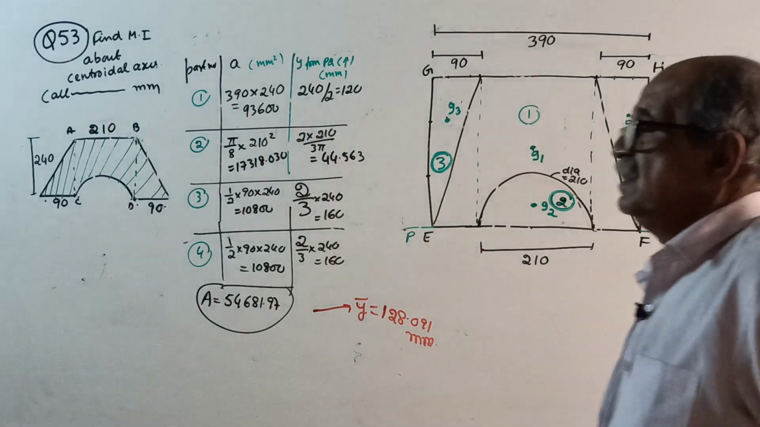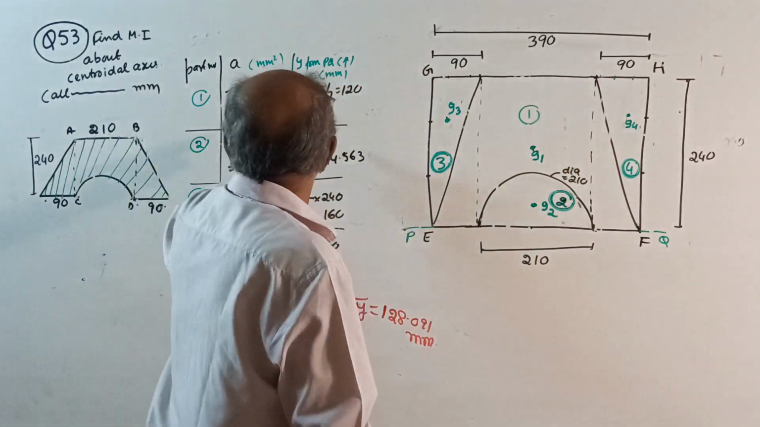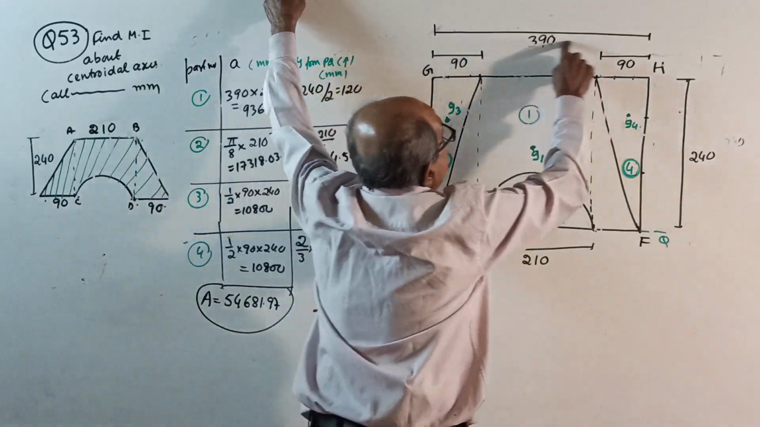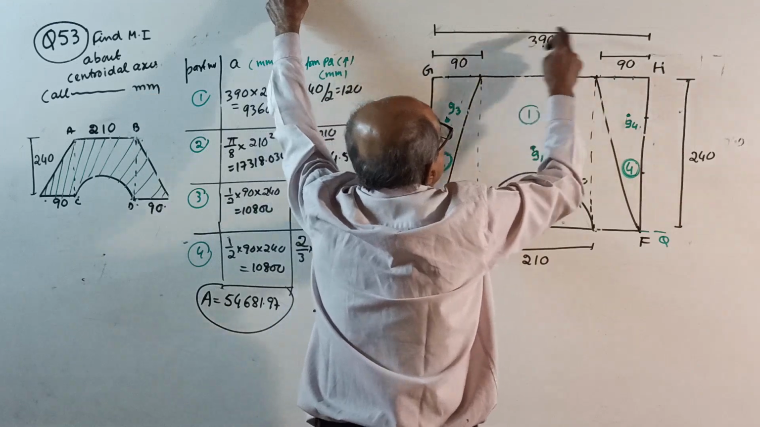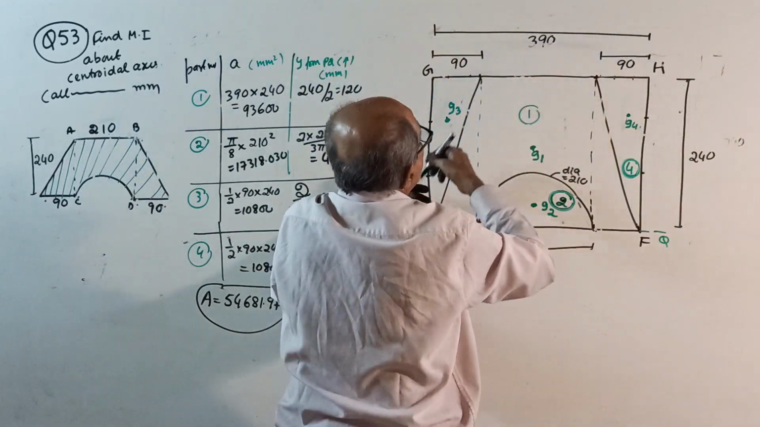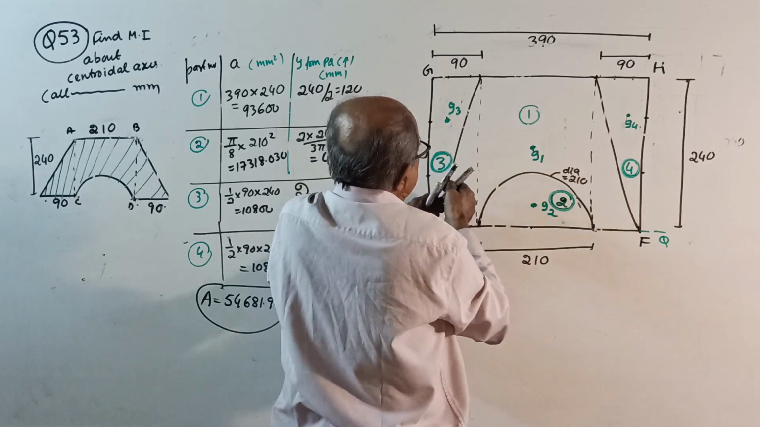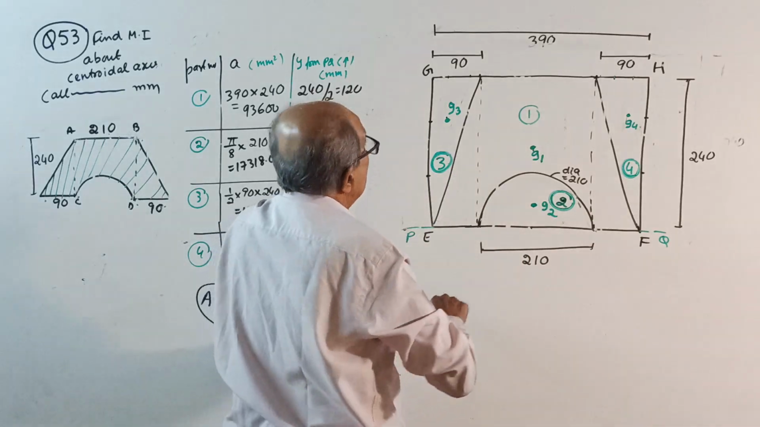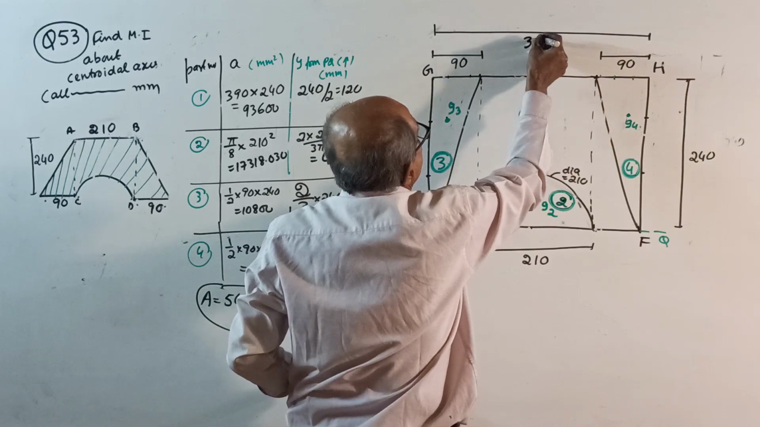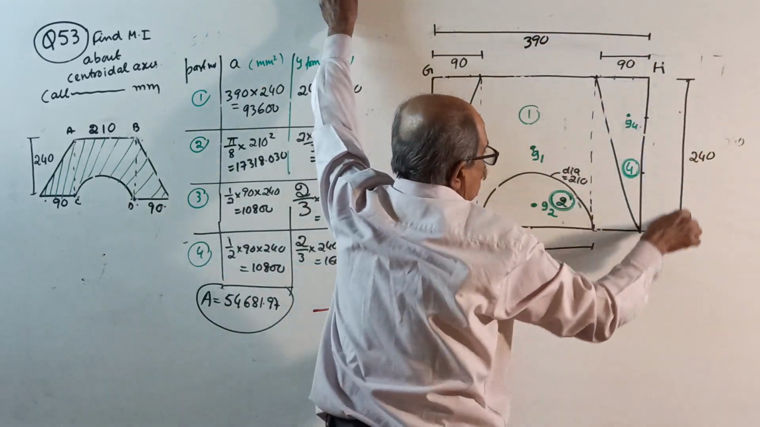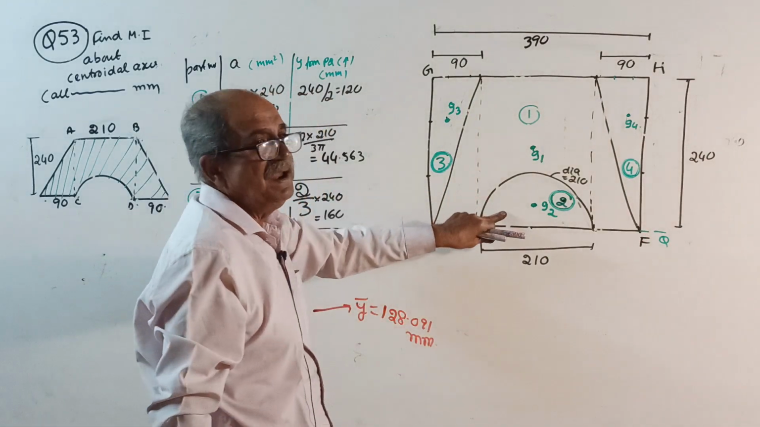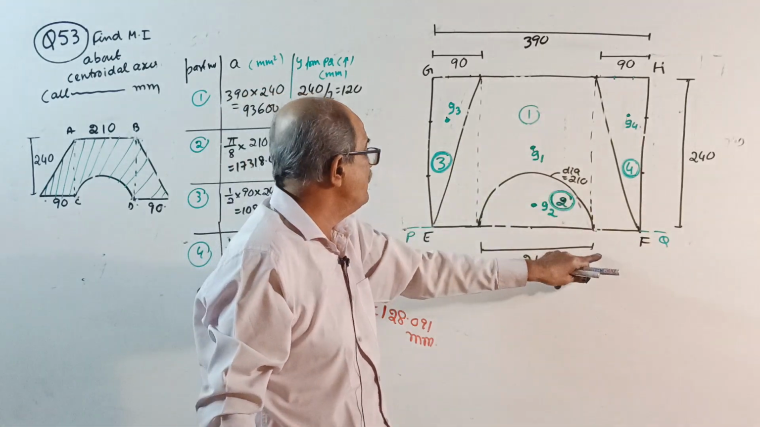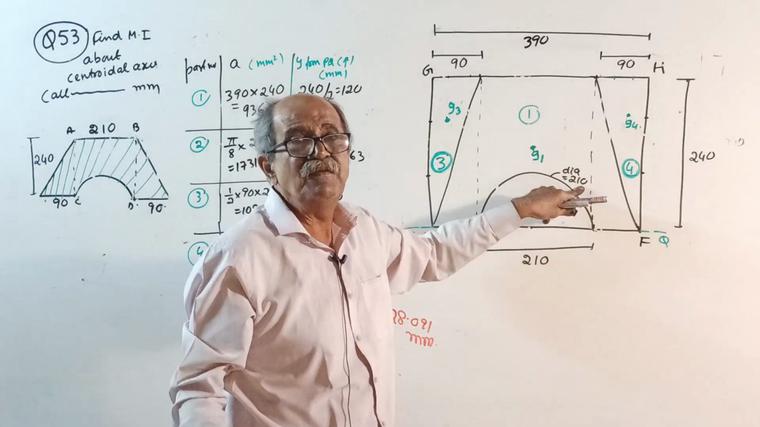Okay. Now the usual: part number, area, Y from PQ. First one, area 390, because 1 is the full rectangle: 390 into 390. It is partially rubbed out, so I'll write once again. 390 into 240. A2 is pi by 8 of diameter square. Last time I forgot to enter the diameter, but you know the diameter is 210. I usually write the diameter here.